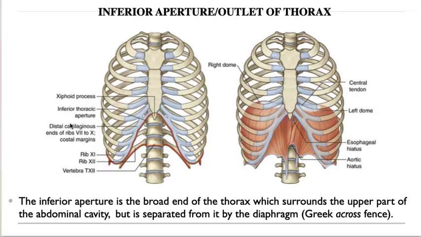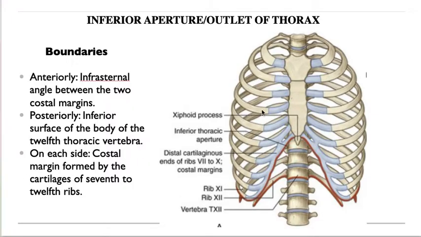Coming to the inferior aperture or the outlet of the thorax, the inferior aperture is the broad end of the thorax which surrounds the upper part of the abdominal cavity and is separated from it by the diaphragm. You can see it's the diaphragm. Boundaries are: anteriorly we have the infrasternal angle between the two costal margins. Posteriorly, the inferior surface of the body of the 12th thoracic vertebra over here. And on each side we have the costal margin formed by the cartilages of 7th to 12th rib.